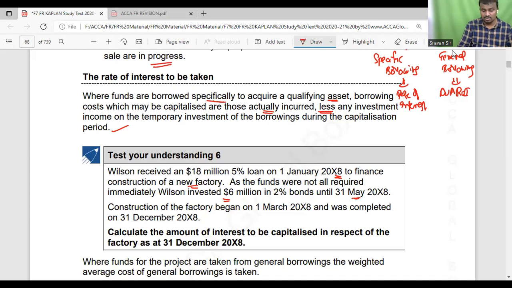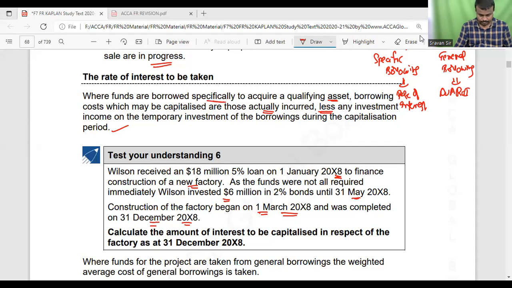Construction of the factory began on 1st March 2008 and was completed on 31st December 2008. So it started from 1st March 2008 and was completed on 31st December 2008. We need to calculate the amount of interest to be capitalized in respect of the factory as on 31st December 2008.